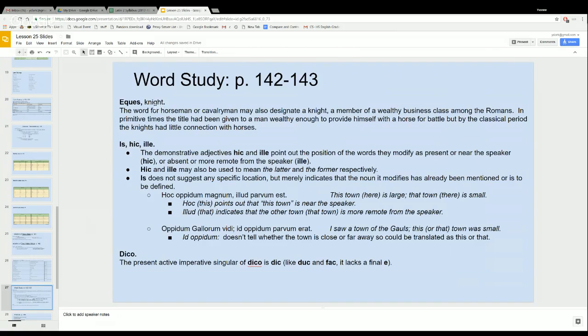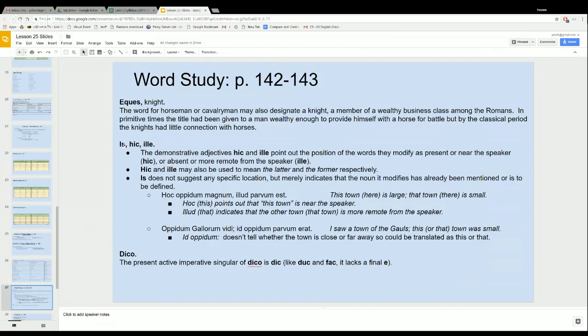Let's look at eques, knight. The word for horseman or cavalryman may also designate a knight, a member of a wealthy business class among the Romans. So in primitive times, this title had been given to a man wealthy enough to provide himself with a horse for battle. Okay, that's a big deal, owning a horse. That was a sign: if you were wealthy enough to own a horse for battle, then you were considered a knight. But by the classical period, knights had little connection with horses, okay?